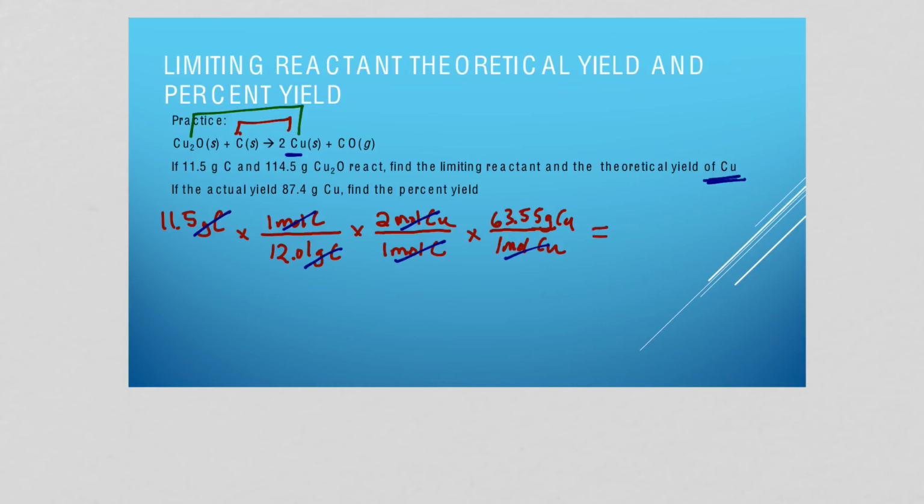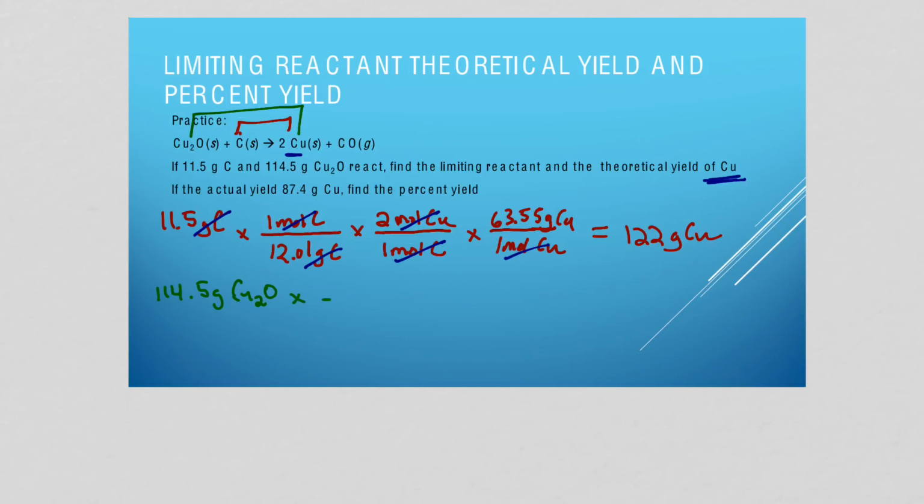So if we go through, do this calculation, we should come up with an answer. We want to leave it as 3 significant figures based on the initial number that we're given. So that's 122 grams of copper should be what I come up with. Okay. So now I turn around, we've got to do the same thing, but starting with 114.5 grams of copper oxide.